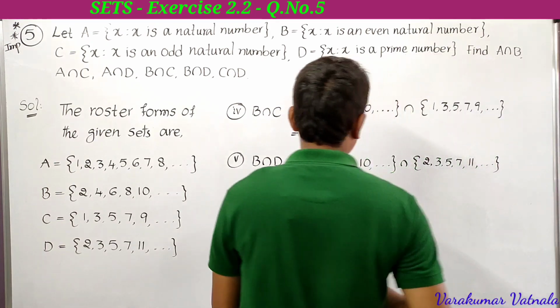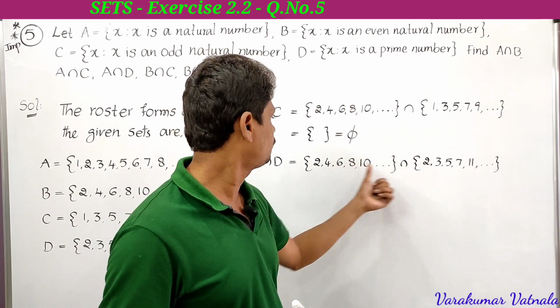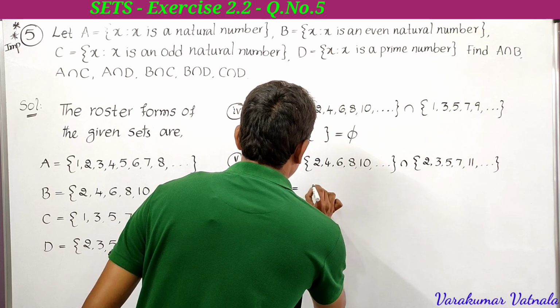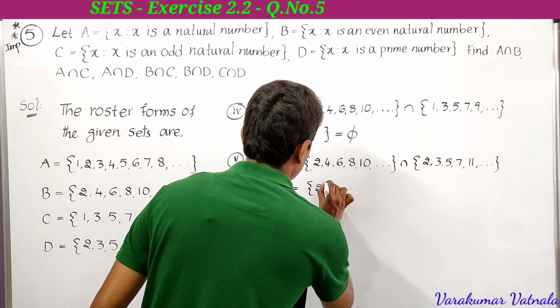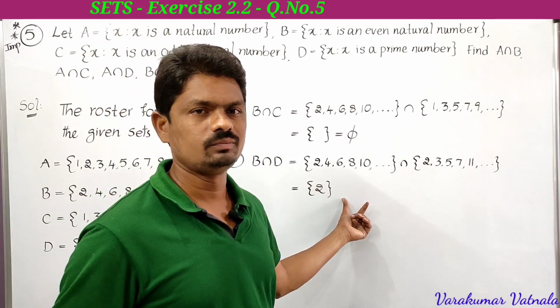Now we have to identify the common elements. 2 is the common element, 4 is not there, 6, 8, 10. Only 2 is the common element. So we just have to write 2. So this is B intersection D.